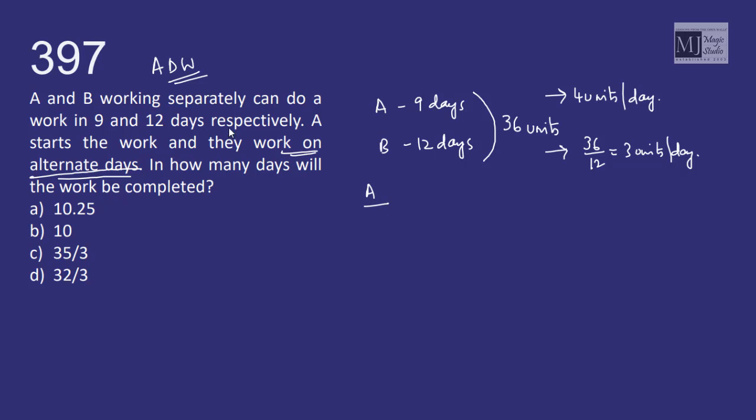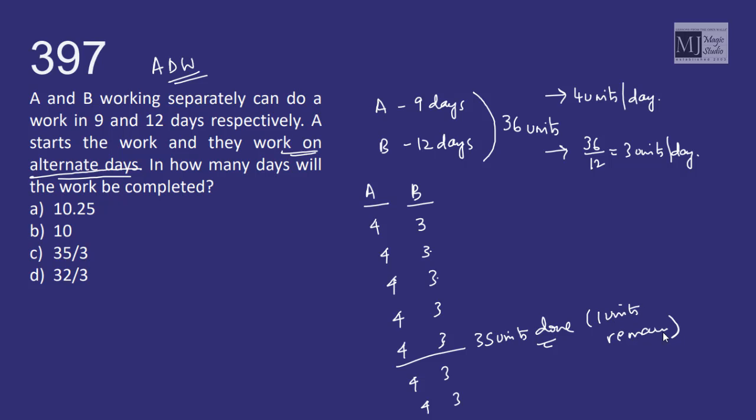Now what is the scene in alternate days work? Since the work is starting with A, I'm writing A and B. A will work for a day, he will produce 4 units. Then B will come the next day and he will produce 3 units. And I will keep on writing 4, 3, 4, 3, 4, 3. And now the cumulative addition, and the point where 36 units are accumulated is the point where our answer would be. 4 plus 3 is 7, 14, 21, 28, 35. Now here 35 units are over, done.